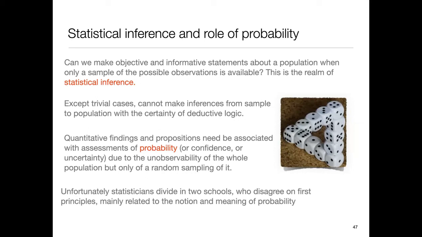And so here it's not only less mathematically, I would say conceptually rigorous, but it's also unfortunate that statisticians here divide into two schools. And since the two schools disagree on the first principles, which are mainly related to the notion and meaning of probability, then this branches out into two different approaches. I will try to give you a flavor of both approaches here, and then you will choose yourself what is the most convincing for you, but it's important to at least know the concepts underlying each.